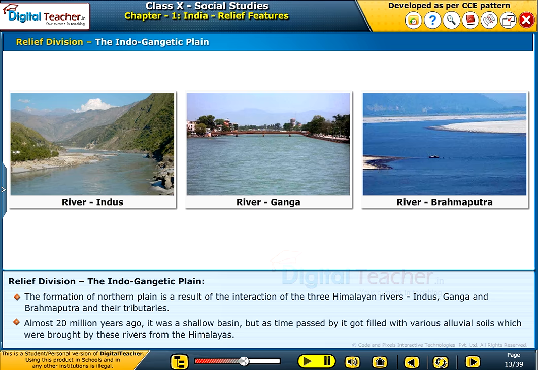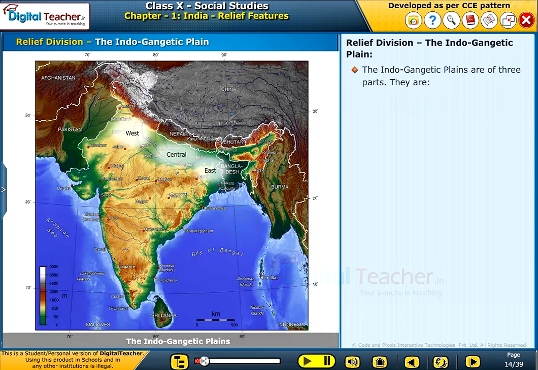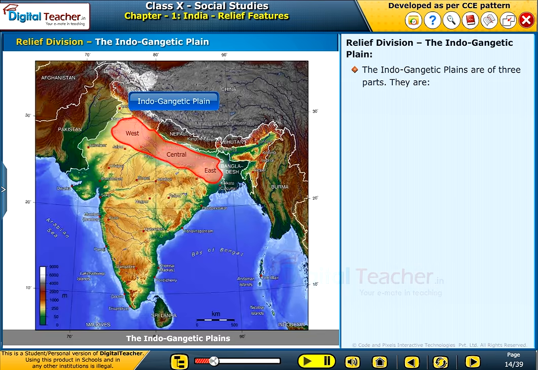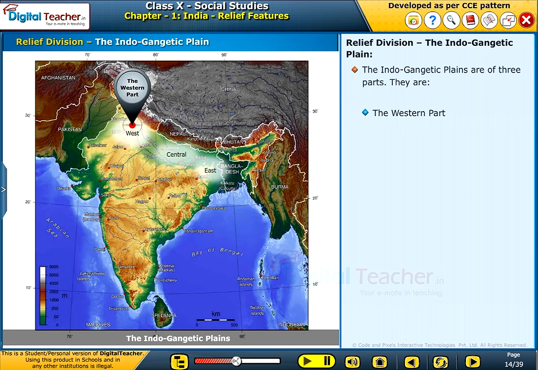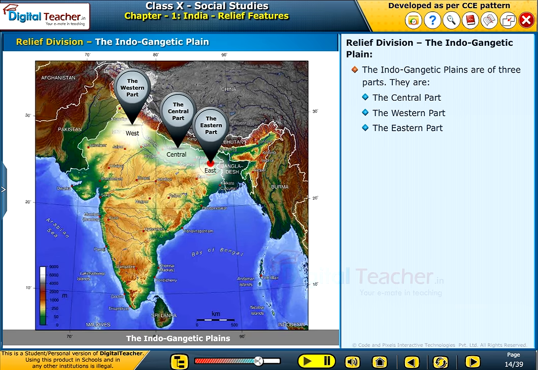Almost 20 million years ago, it was a shallow basin. But as time passed by, it got filled with various alluvial soils which were brought by these rivers from the Himalayas. The Indo-Gangetic Plains are of three parts. They are the western part, the central part, the eastern part. Let us learn more about each of these parts.